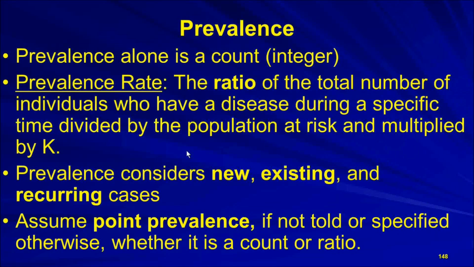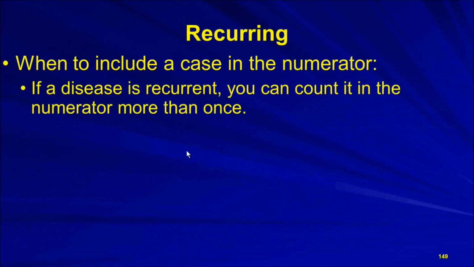Okay, if not specified, assume point prevalence, if it's not indicated otherwise, whether it's a count or a ratio. Okay? So recurring, if a disease is recurrent, you may count it in the numerator more than once. Okay?